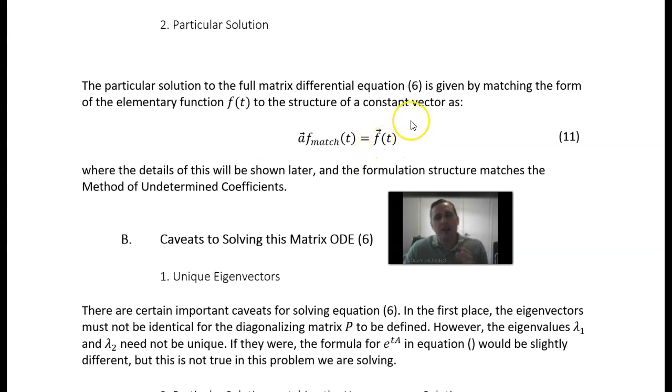In other words, on the right hand side of this equation, I think we have t e to the minus 2t. And so that's going to be the first elementary function that we're going to try to solve with.